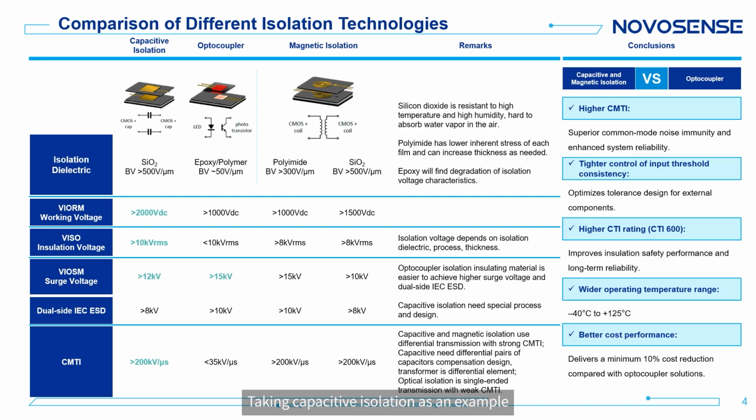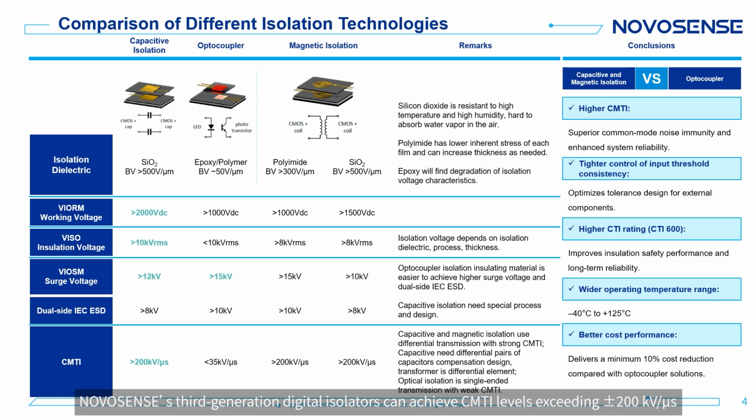Taking capacitive isolation as an example, NOVOSENSE adopts silicon dioxide as the isolation dielectric. Silicon dioxide offers extremely high dielectric strength, along with excellent resistance to high temperature and high humidity. In addition, capacitive isolators typically use differential transmission architectures, enabling outstanding CMTI performance. Today, NOVOSENSE third-generation digital isolators can achieve CMTI levels exceeding ±200 kV per microsecond.